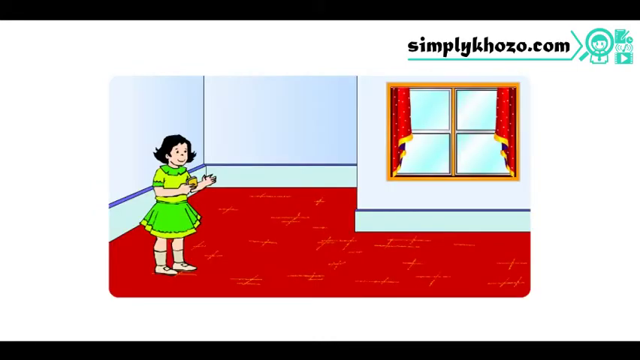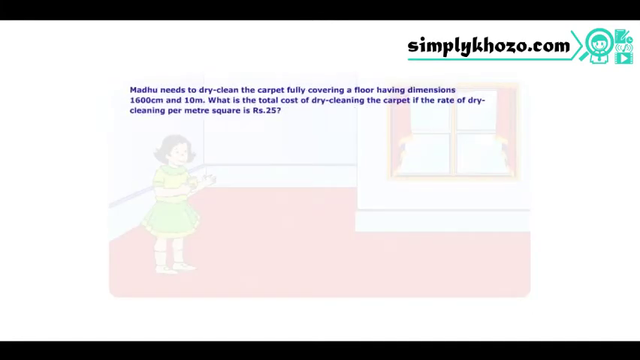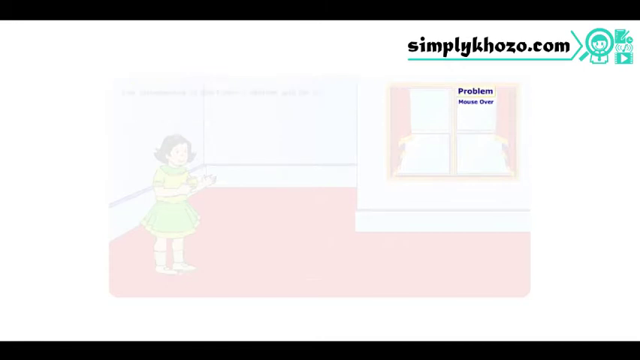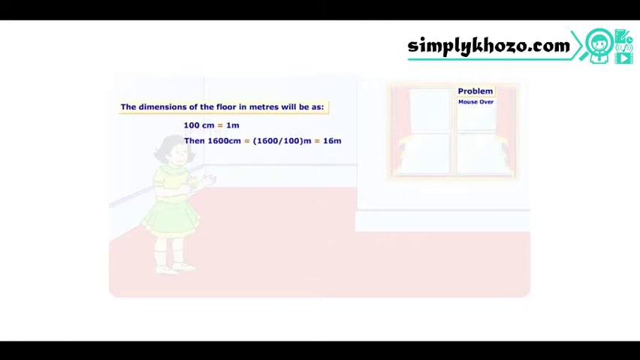Let's look at an example to calculate the area. Madhu needs to dry clean the carpet, fully covering a floor having dimensions 1600 centimeters and 10 meters. What is the total cost of dry cleaning the carpet if the rate of dry cleaning per square meter is Rs 25? First, we need to convert the dimensions to the same unit. Therefore, the dimensions of the floor in meters will be calculated. 100 centimeters is equal to 1 meter. Then 1600 centimeters is equal to 1600 / 100 meters, that is equal to 16 meters.